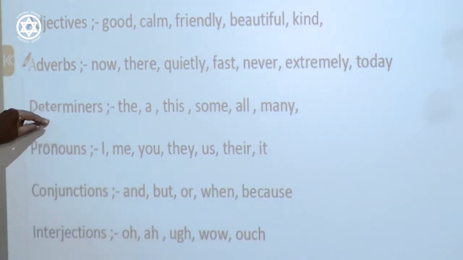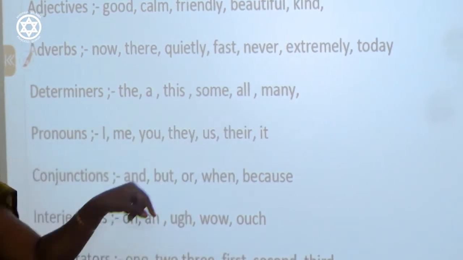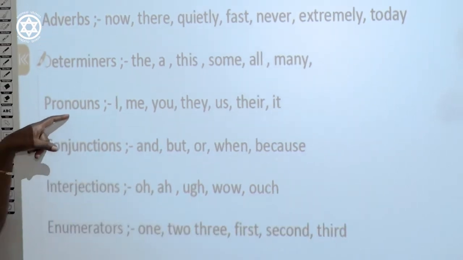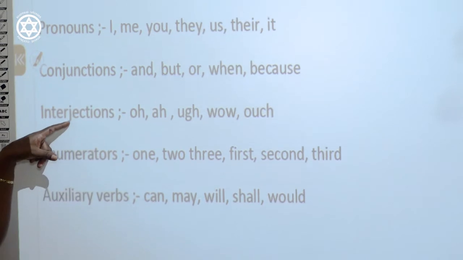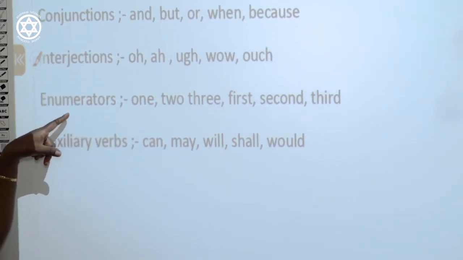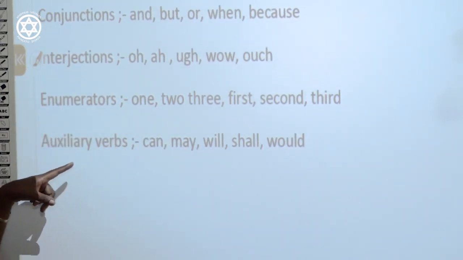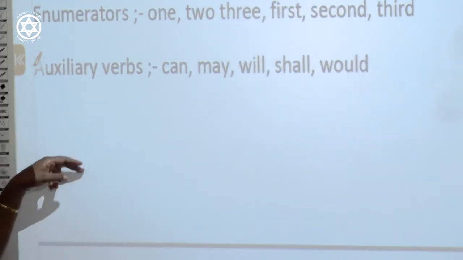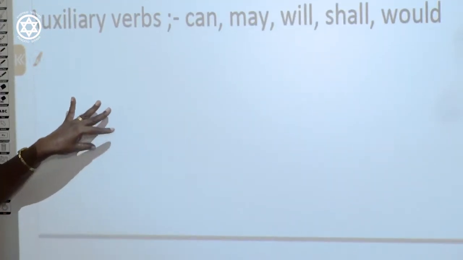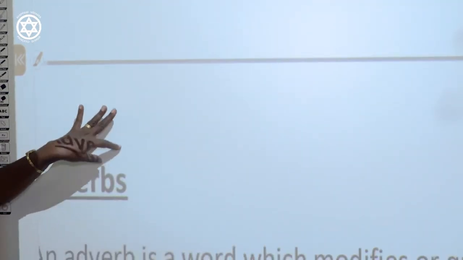So, determiners. These are the examples for determiners. Pronouns you all know, conjunctions and interjections, enumerators. Enumerators are counting words, and auxiliary verbs. So, these are the word classes that have been categorized in the English language for our easy usage.